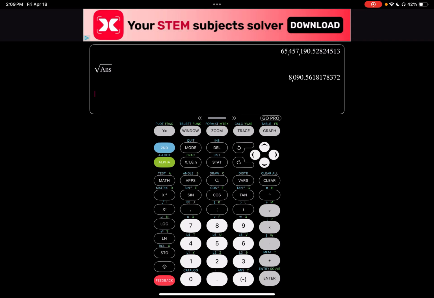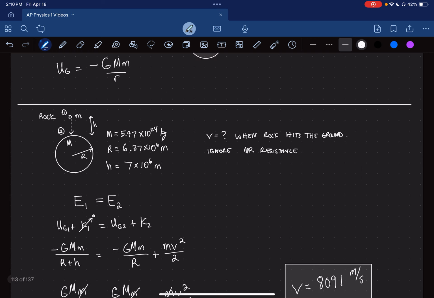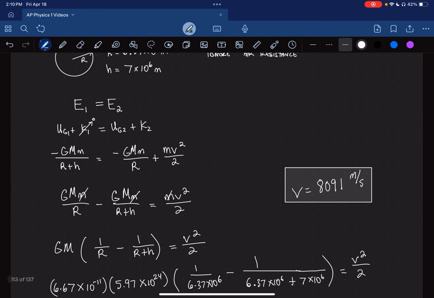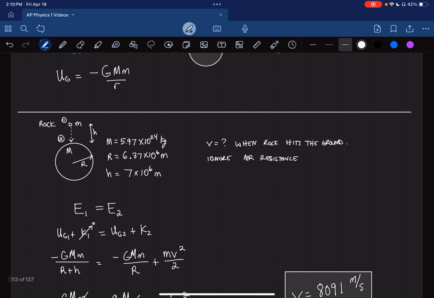Okay, I think that's actually pretty good. 8091. Sorry, I had to do this over here. It's 8091 meters per second. Now, if we're asking for speed, which actually this is speed, so this is the speed of the rock when it hits the ground. Okay, good. I feel good about that.